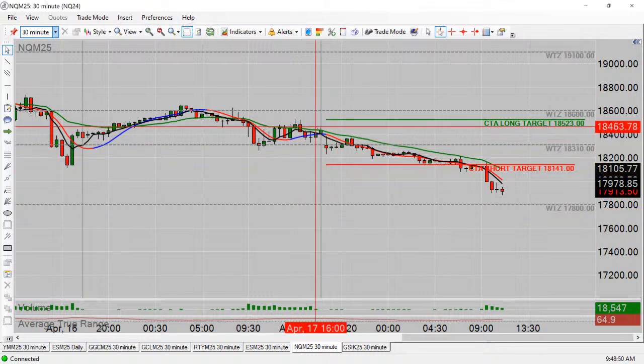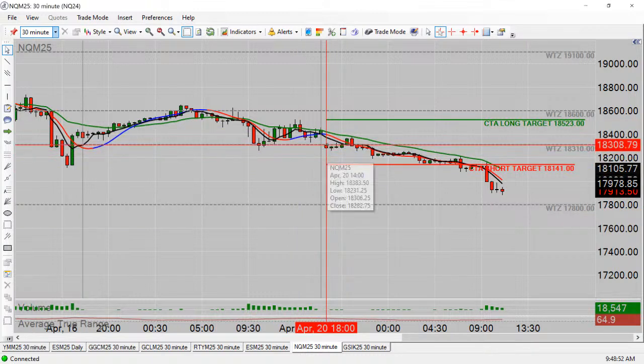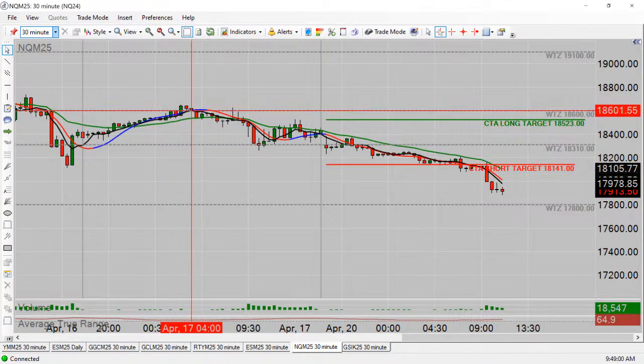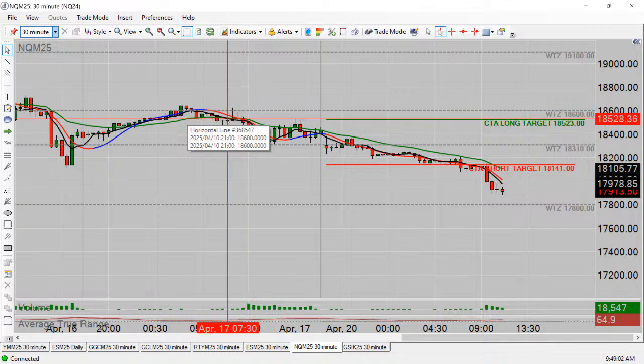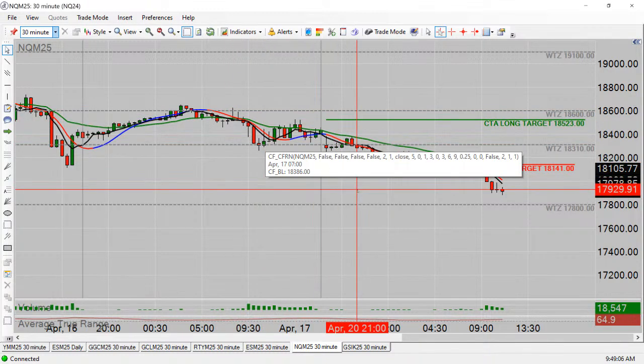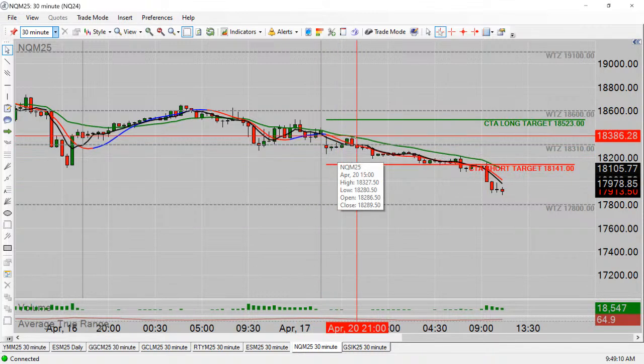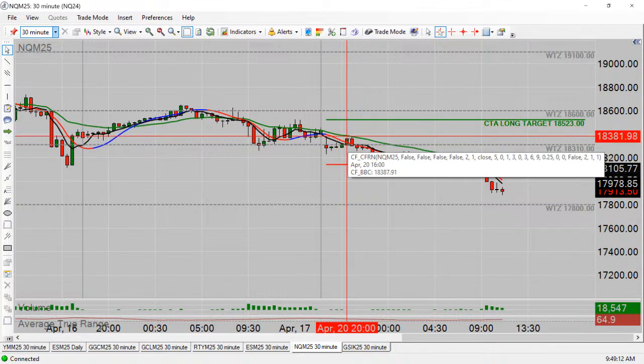In NQ, gap lower, open right at the zone. Now when price encounters a weekly zone, only one of three things happens. 70% of the time it's consolidation, 20% of the time rejection, 10% of the time it's the slice. So we opened at the zone, pulled up to the BBC, resistance, and the pullback holds more often than not.